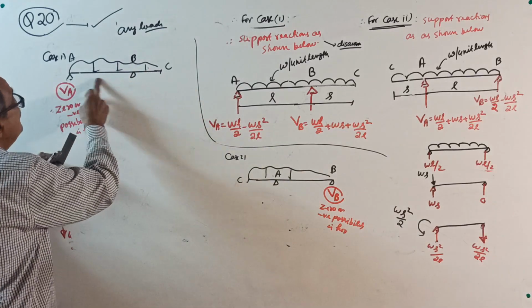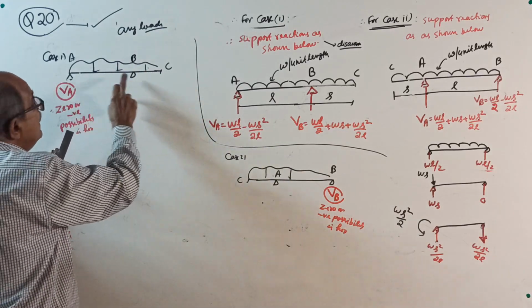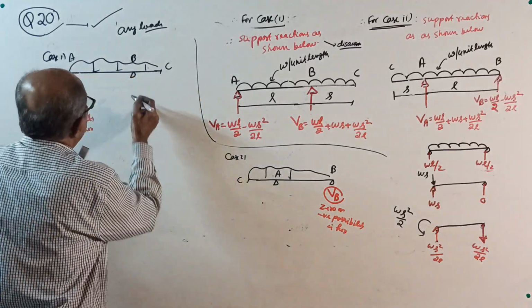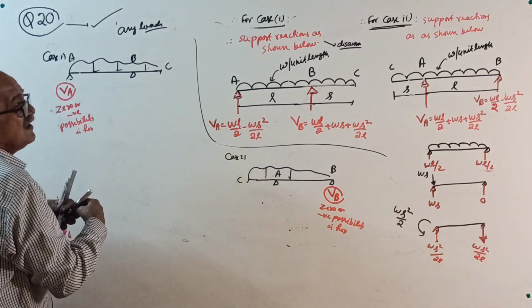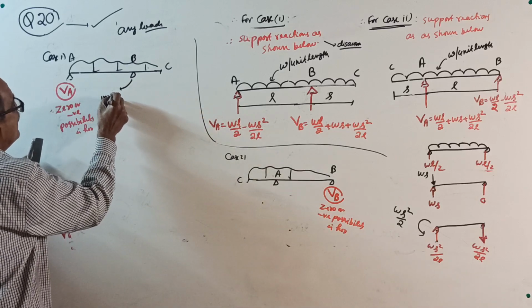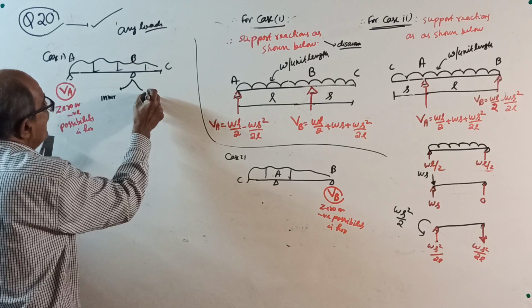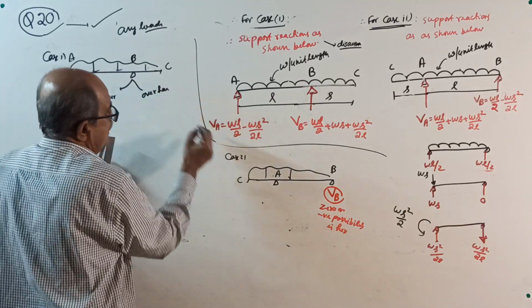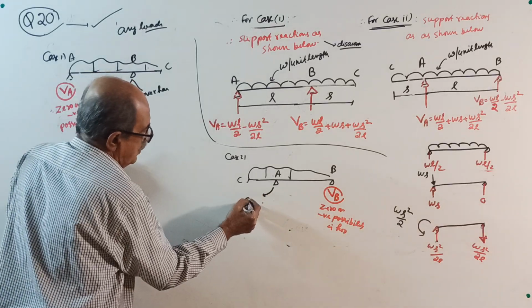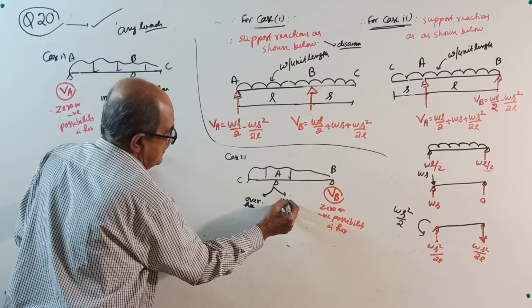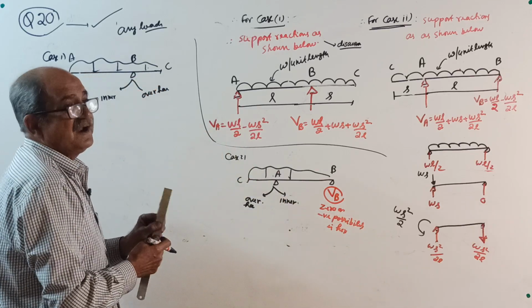See, this is inner one. I will tell inner. This is overhang. Here, inner. See, I will call this as inner. Inner means inside the span. See, this I will call inner. This I will call overhang. This is overhang. This is inner. See correctly now.